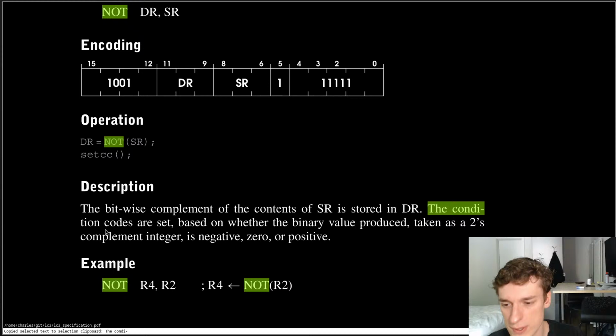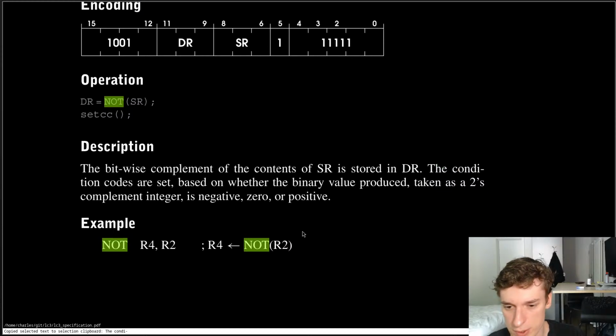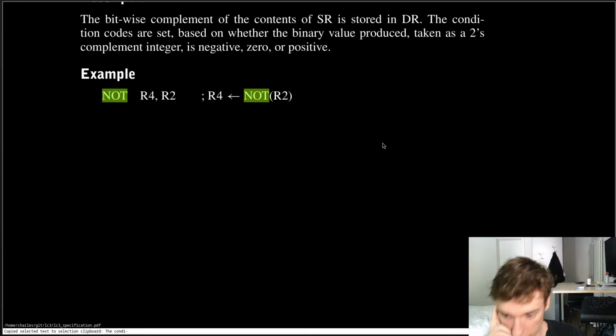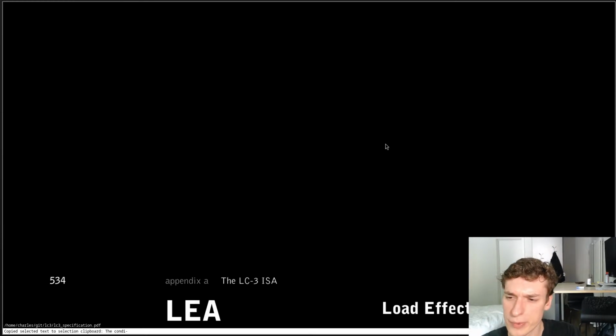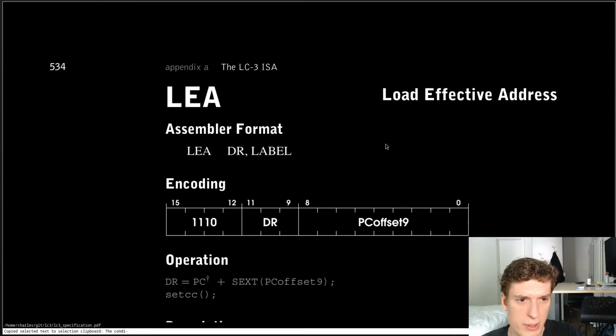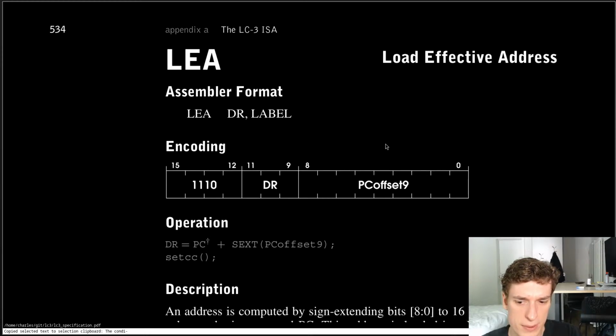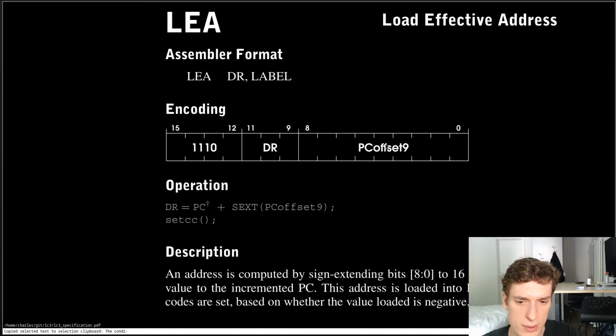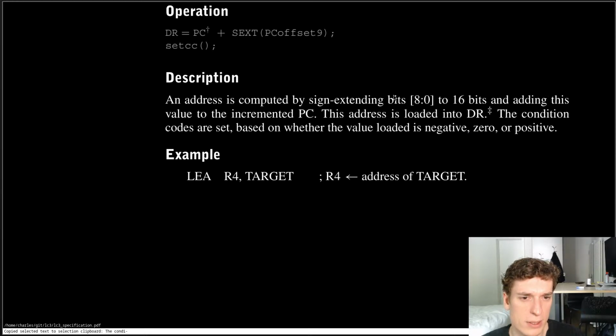The condition code is like the condition register. Okay. What else is there? What is LEA? Load effective address. An address is computed by sign extending bits to 16 bits and adding this value to the incremented PC. This address is loaded into DR, the condition codes.